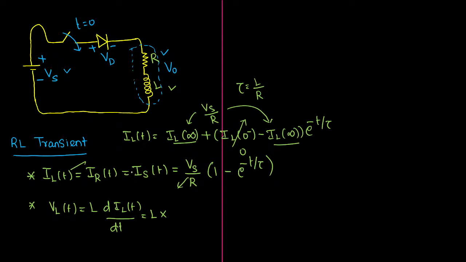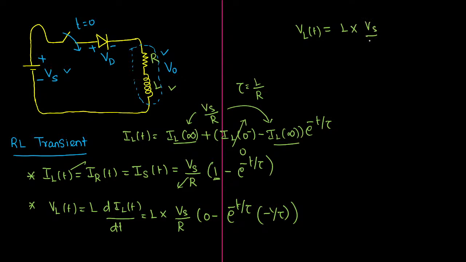I just need d IL of t by dt. If I differentiate this, Vs by R is a constant, so I am keeping it outside. The 1 will be 0. Then 0 minus e power minus t by tau stays the same, but with internal differentiation, differentiating minus t by tau gives minus 1 by tau. So finally, the voltage drop across the inductor, VL of t, equals L into Vs upon R.